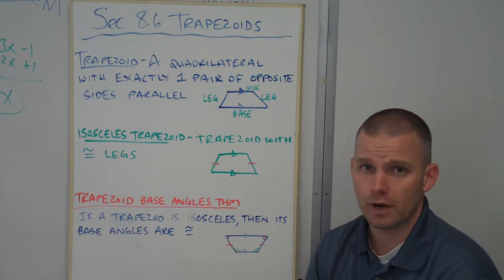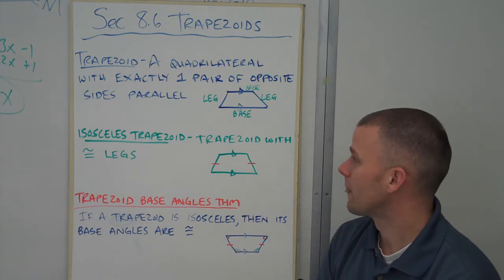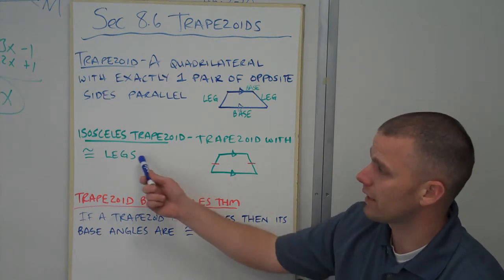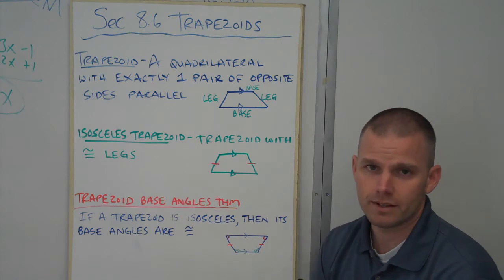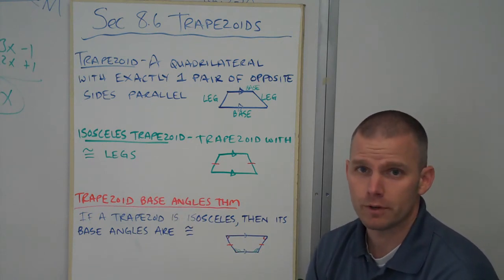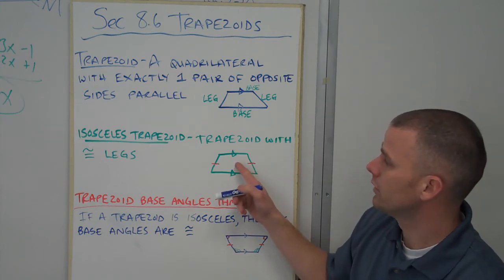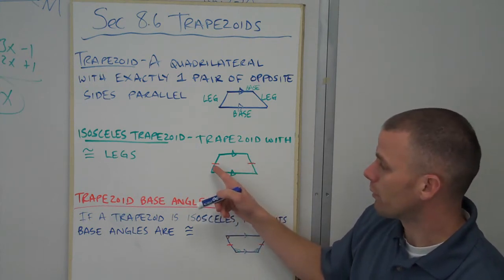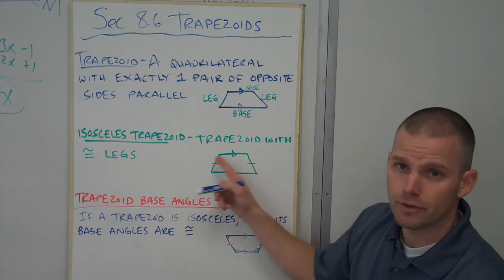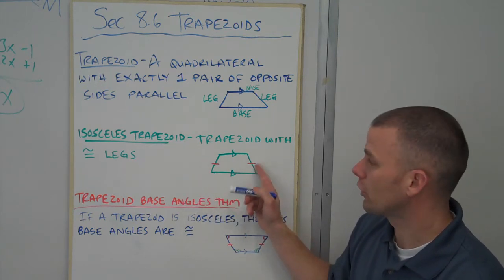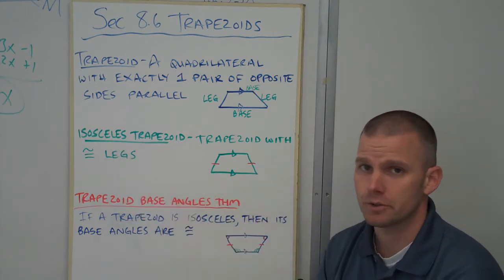There is a special type of trapezoid known as an isosceles trapezoid. Just like with an isosceles triangle, you've got two sides that are the same. Same thing with the trapezoid. It's a trapezoid with congruent legs. So remember, the legs are not the parallel sides. They're the non-parallel sides, but they are going to be congruent if it's an isosceles trapezoid.